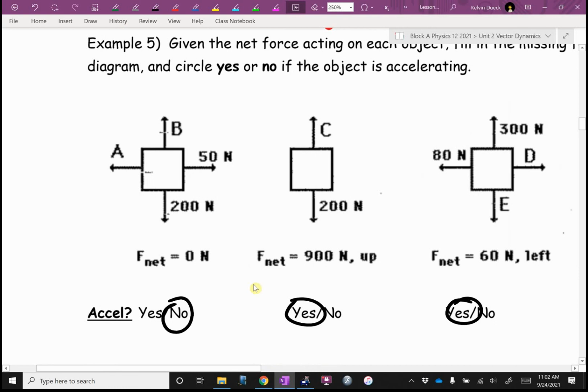So how big must force A be exactly? Got to be 50. How big must force B be? Has to be. How big must force C be? I'll give you a hint: not 900. I think it's got to be 1100 newtons, and that gives you your net force of 900 up.